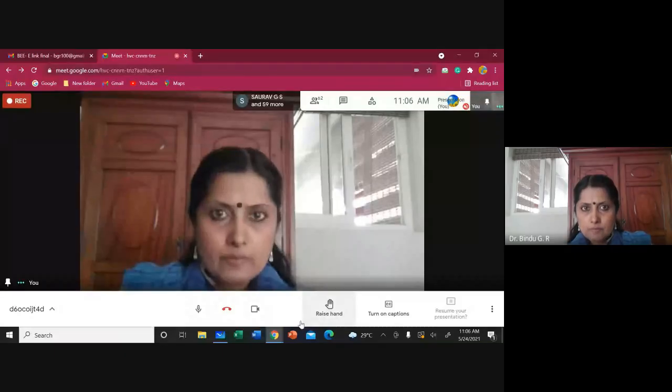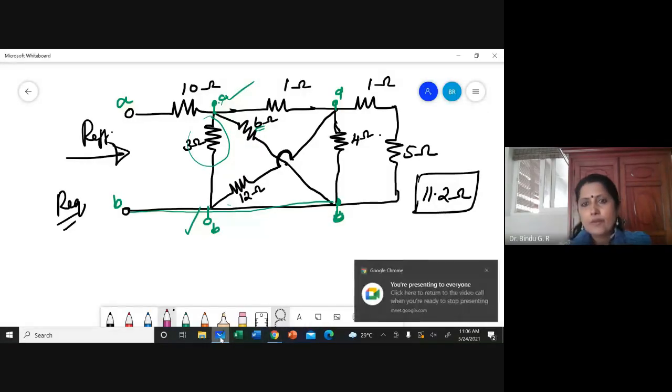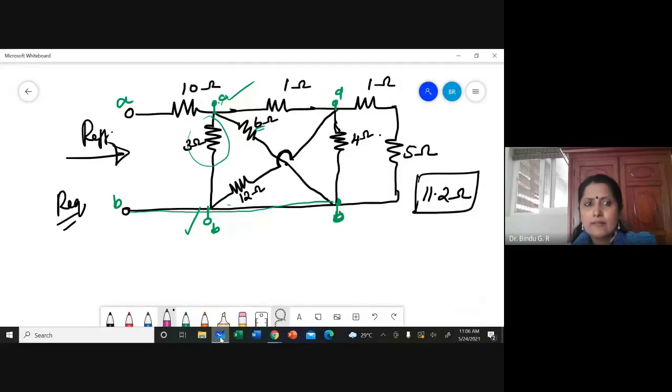Okay. Now we'll go directly into the star delta conversion. This is where we had stopped earlier, wherein we were thinking about parallel circuits, etc., and effective resistance.